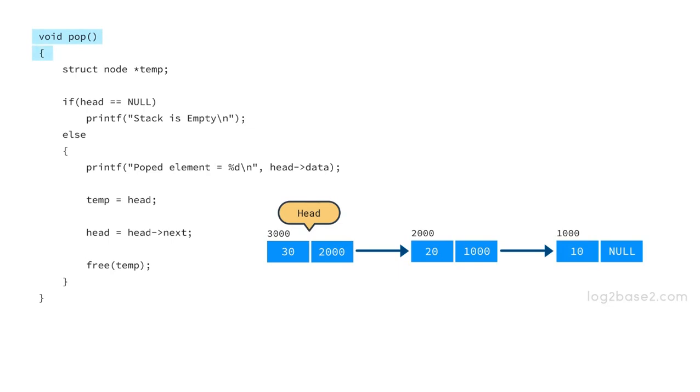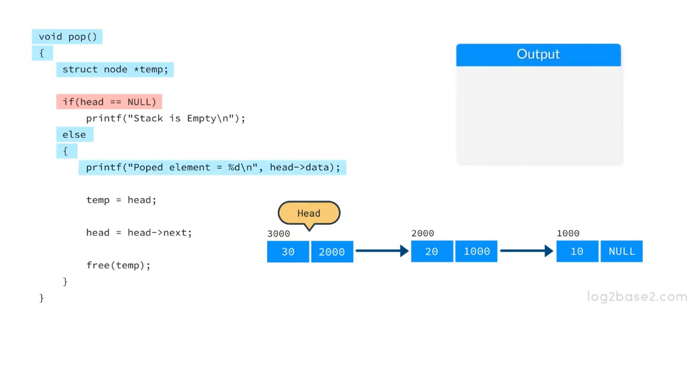So first declare the pointer temp and check if the stack is empty, that is if head equal to null. And if it is, then deletion is not possible since the stack is empty. But here it is not. So go to else part and print the element which is to be popped. So print popped element is head data. So we will get the output popped element equal to 30.